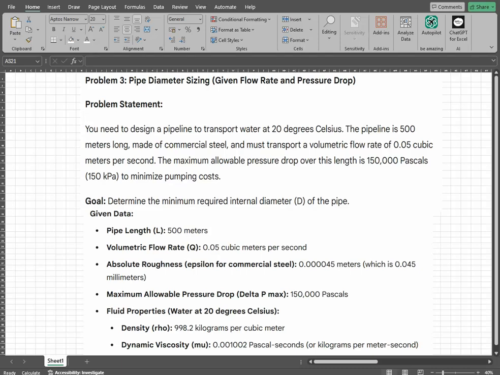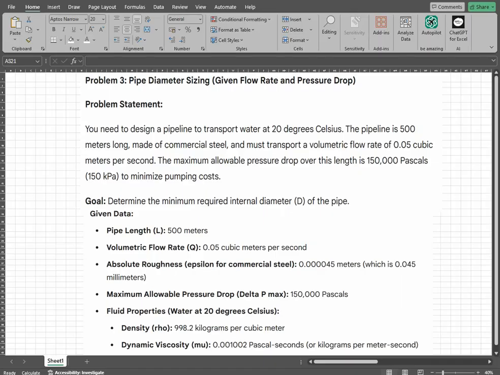Hello everyone and welcome to this tutorial on using Excel Solver for a common fluid mechanics design problem, pipe diameter sizing. Today we'll learn how to determine the required pipe diameter to meet specific flow rate and pressure drop requirements. So here is the problem statement.